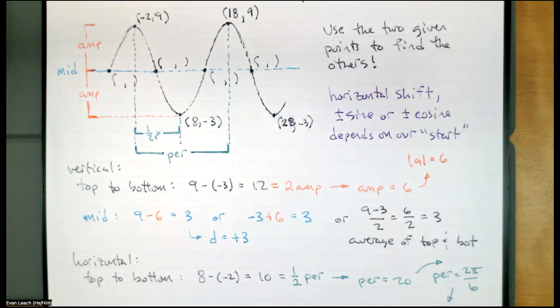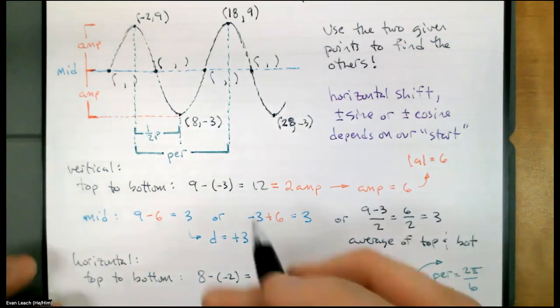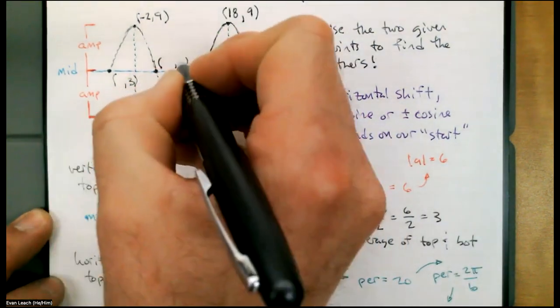Let's find our middle point. So we know that the middle points all are going to be at the same horizontal location. We found that out to be 3. So our mid is at 3, that's going to be the y coordinate all the way across. Makes sense? They're all mids.